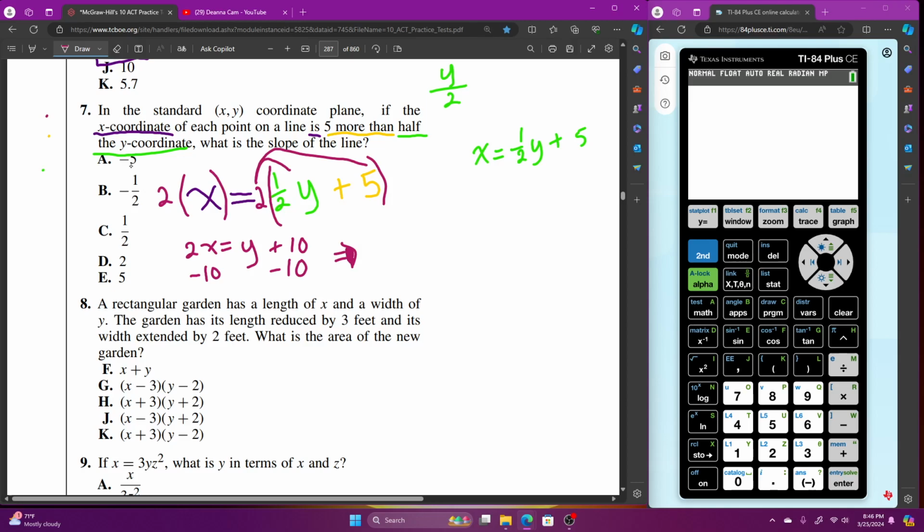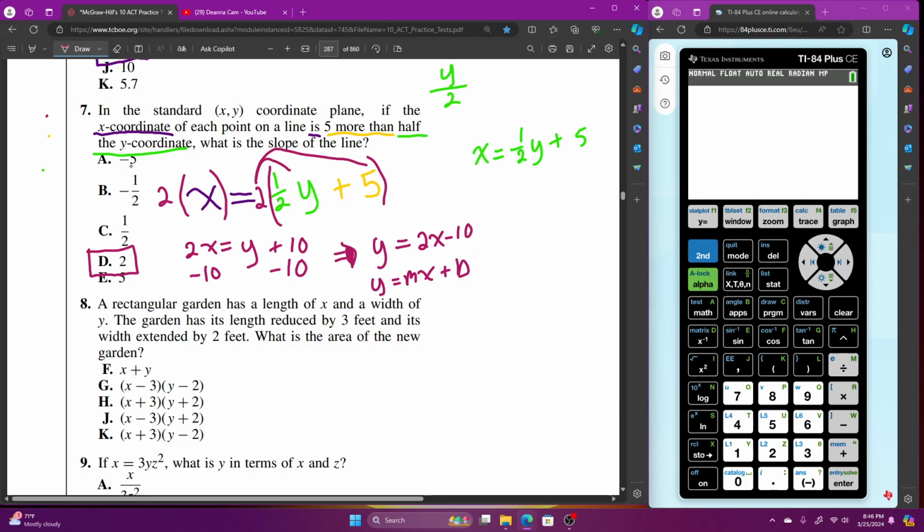Just y is left on this side. And I'm flipping things around. 2x and minus 10. I can't subtract that because the 10 doesn't have an x. So y equals 2x minus 10. And this looks like our formula, y equals mx plus b, where your slope is which letter? Right? It's the m. So our slope is 2.